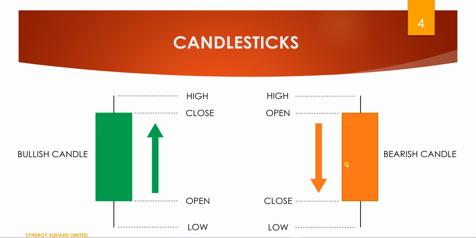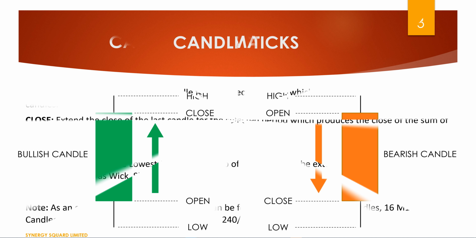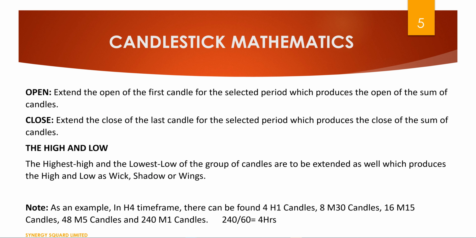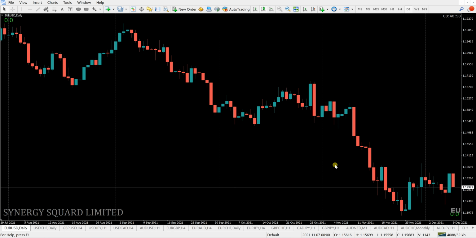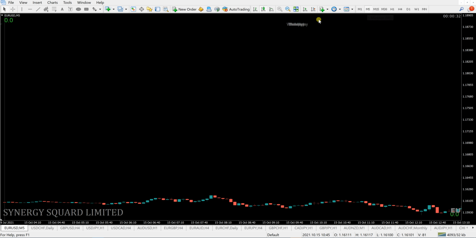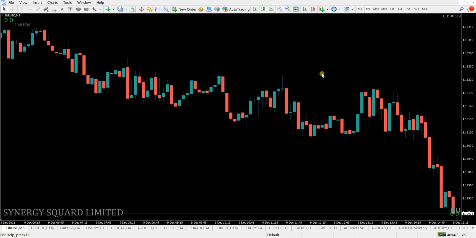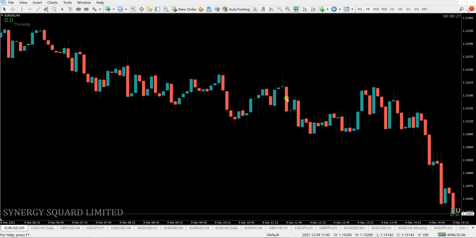All right, let us check some charts to see examples of the candlestick. This is the Euro USD daily time frame. It simply means that in this chart, each candle here represents 1 day. You have to take note of that. If we come to M5, sorry, this is a 5 minutes time frame. Each candle here forms after 5 minutes.